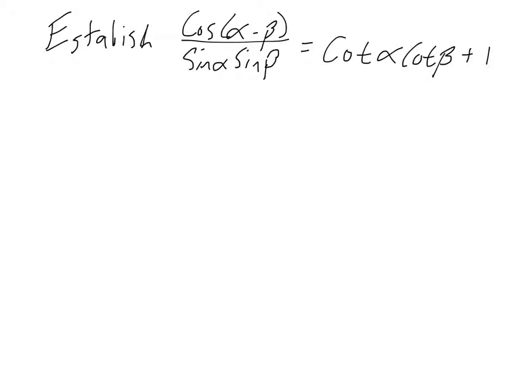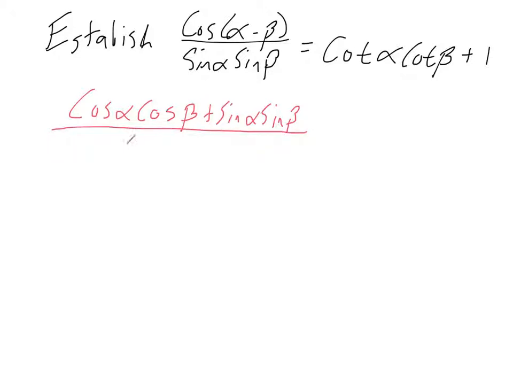All right, so try and pick the easier side. Probably pick the one that you know identities for, and see if you can get it to equal the other side. Remember, only work one side of the identity, and then show that it's equal to the other side ultimately. What side do you think we should start with? Left. We're going to start with the left side of the equation, so we'll get cosine alpha cosine beta plus sine alpha sine beta all over sine alpha sine beta.